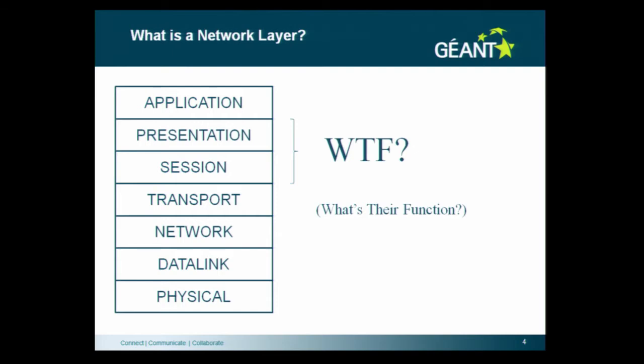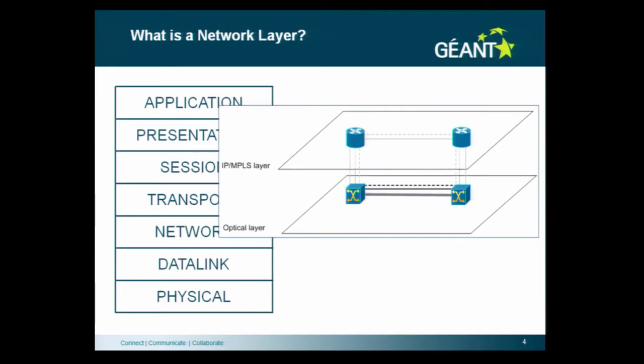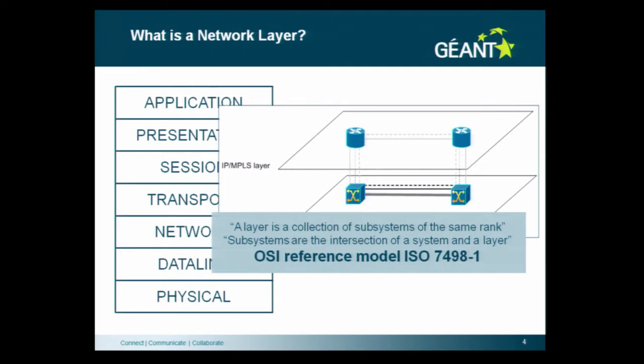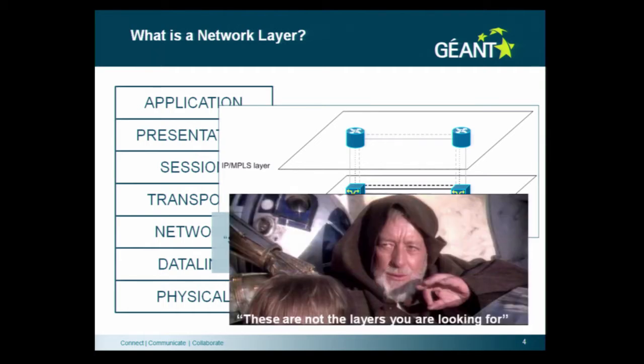This is one way of looking at layering. We are in transport networks, so you have also seen layers like this. You have an optical layer. On top, you have an IP/MPLS layer. There's also talk about a control plane, a data plane, and a management plane. Actually, the definition from OSI for a layer is that it is a collection of subsystems of the same rank. And it says subsystems are the intersection of a system and a layer. That's quite a circular definition if you ask me. So even the OSI guys don't know what a layer is. So actually, these are not the layers you are looking for.